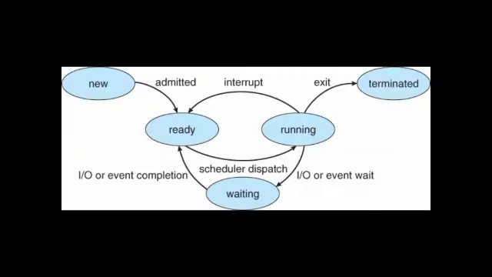Execution of a program starts via GUI mouse click or command line entry of its name. One program can be several processes. In process state, there are 5 states when a process executes: new state, running state, waiting state, ready state, and terminated.